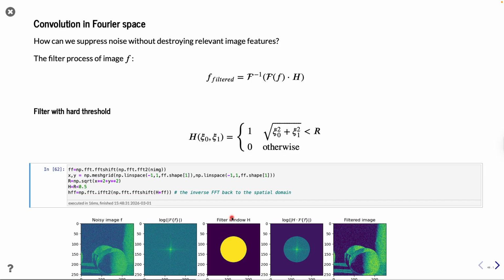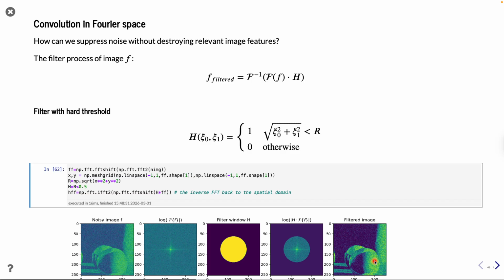And our filter window defined like this looks like that. We have zeros outside here in the dark region, and the yellow disk is our pass band. So that is, in principle, all the low frequencies, they are passing through unmodified. So if we multiply these two, then you can see that the filtered image looks like this. And then we do the inverse Fourier transform, and we come back into the filtered image.